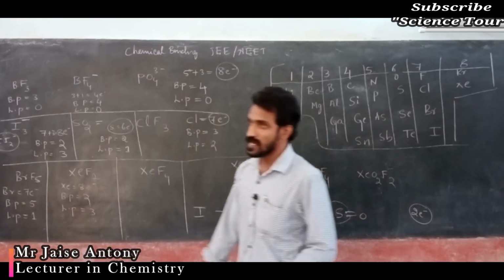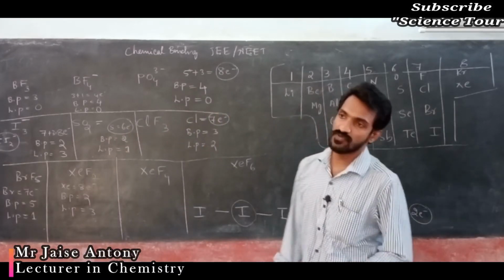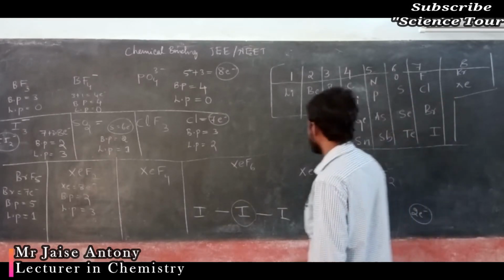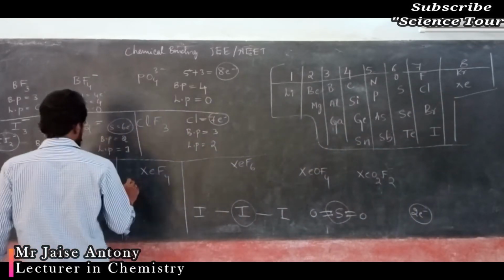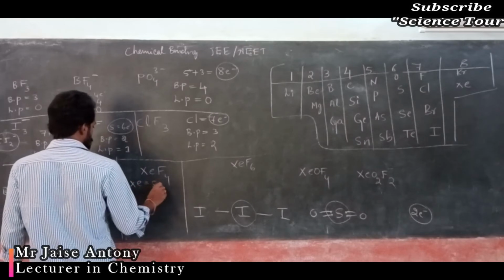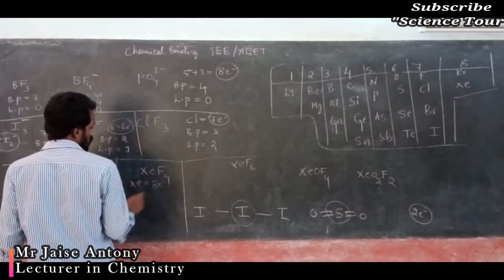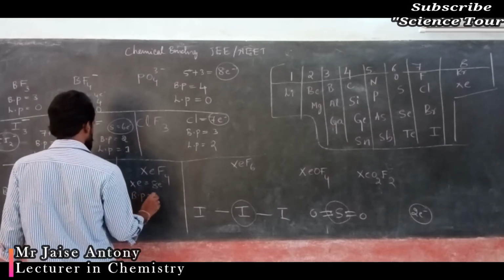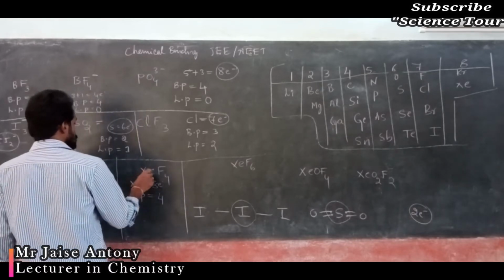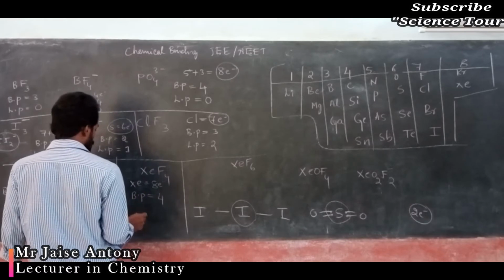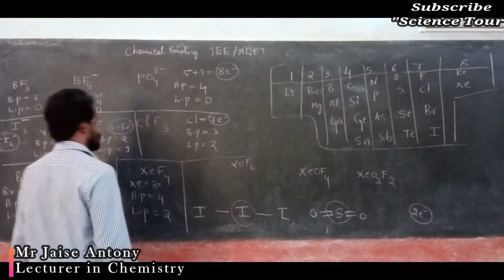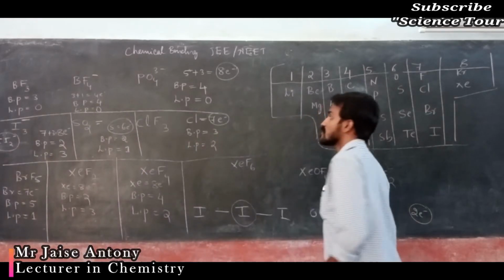My dear students, xenon tetrafluoride, next one. In this one, xenon having 8 electrons. Understood? It forms 4 bonds with the 4 fluorine atoms. That means bond pair is 4. And remaining 8 minus 4, 4 electrons remaining. Lone pair means 2 pairs.